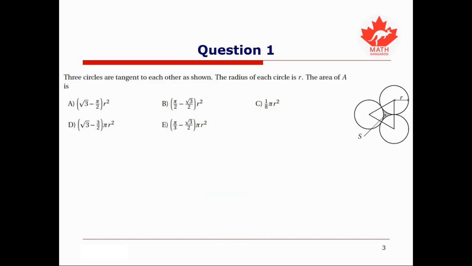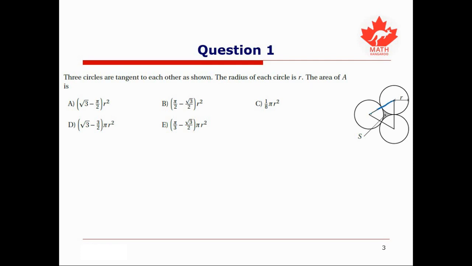In this first question, we're told that there are 3 circles tangent to each other, as you can see on the image on the right side of the screen. Each of these circles has radius r, and our task is to determine the area of the shaded region. That is the region which lies inside the triangle and outside of each of the 3 circles.